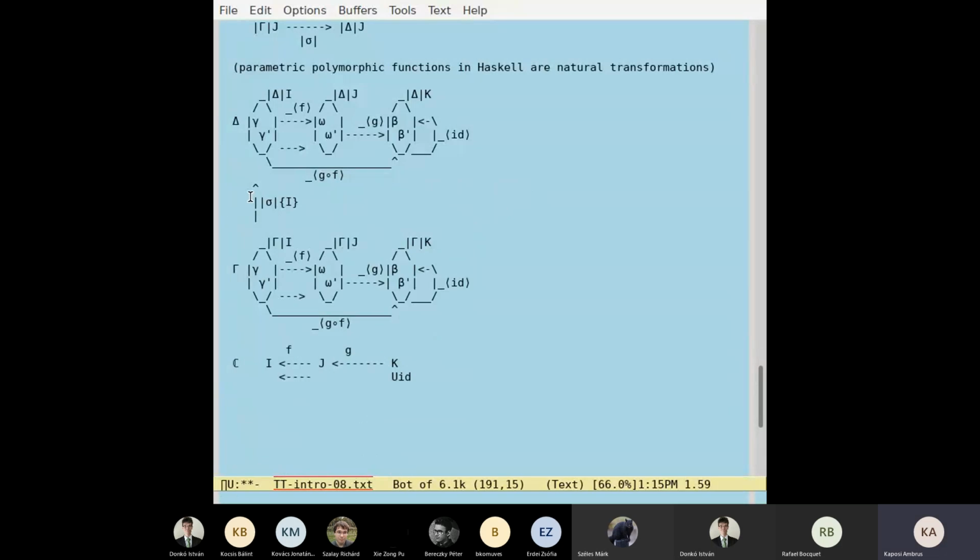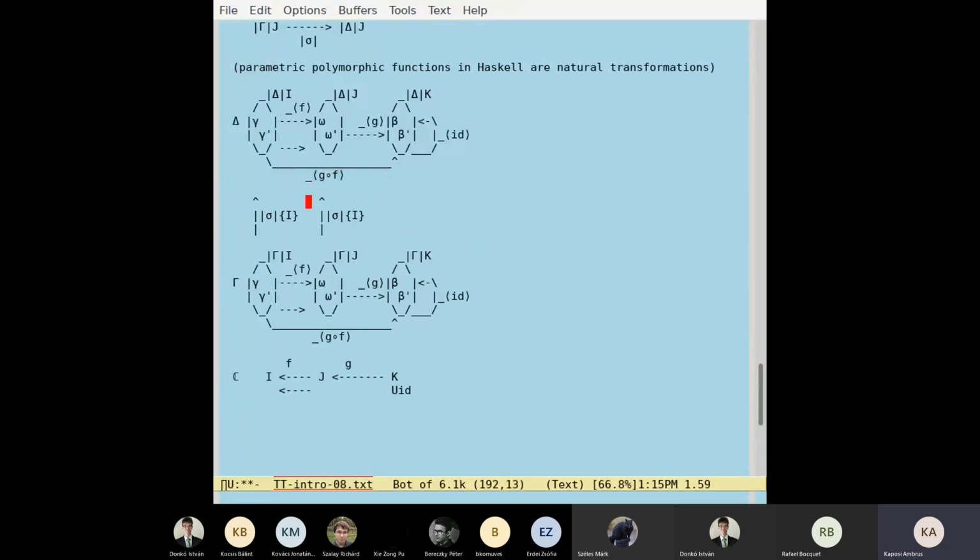Sorry, what did I do? Okay, this is gamma J, and then I have another function here. This is gamma K. And then the naturality says that if I go up and then go right, it's the same as going right and then going up, right? That these functions are also compatible with these morphisms in the category. Sorry, was there a question?